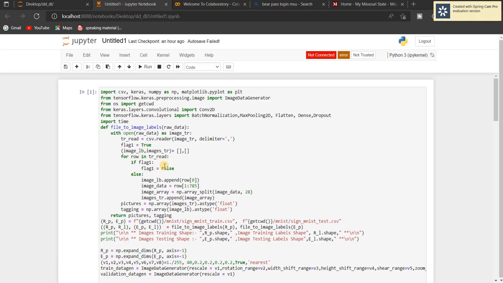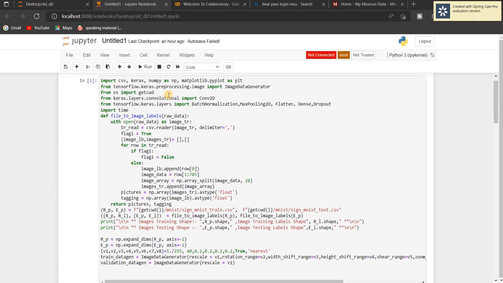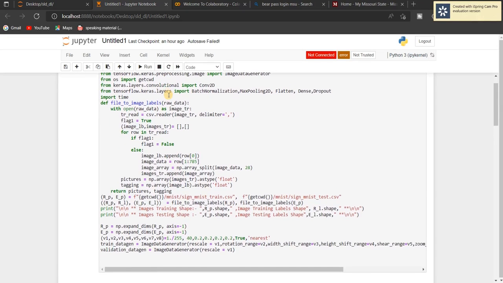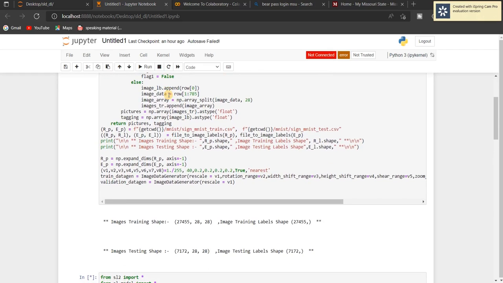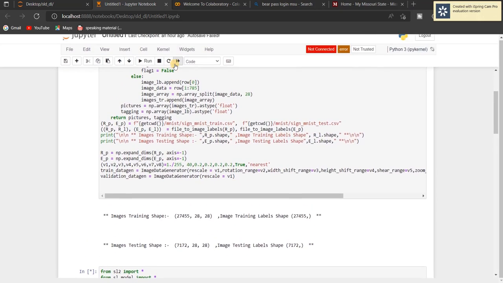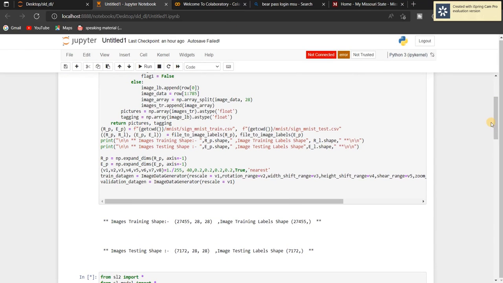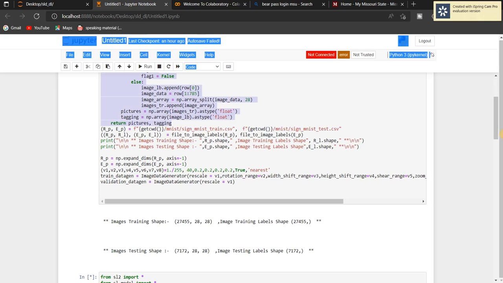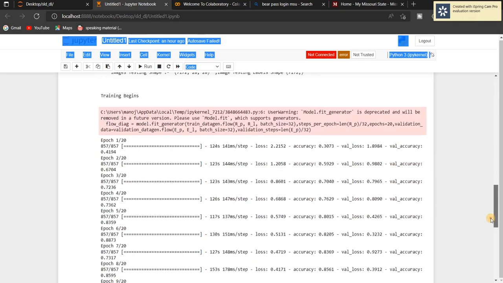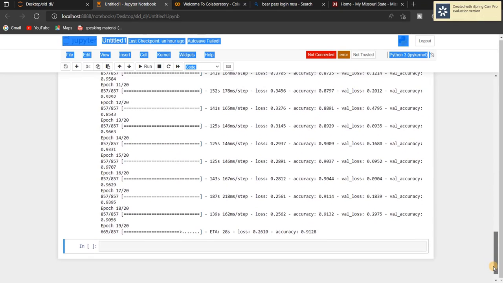This is our code. We used CSV, Kernels, NumPy, and MATLAB, and we have also used TensorFlow. This is the training size we used, 27,455 images, and the testing shape is 7,172 images. We can see the TensorFlow code has been executed successfully, and here is the accuracy of about 0.91, with several accuracy values across the images.